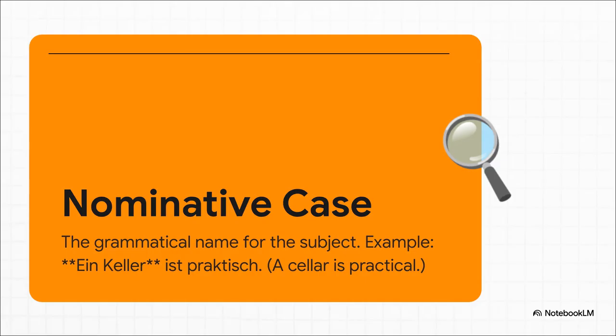So first up is the nominative case. Don't let the name scare you. It's just the official term for the subject. In this example, ein Keller ist praktisch. The cellar is our subject. It's not really doing anything to anyone. It's just being practical. Simple enough, right?